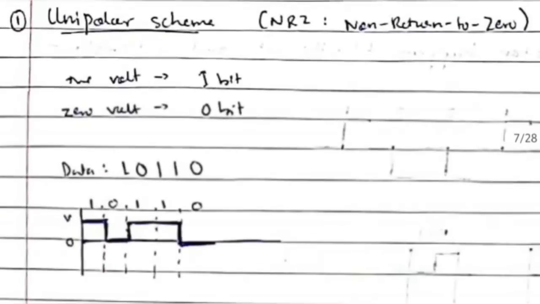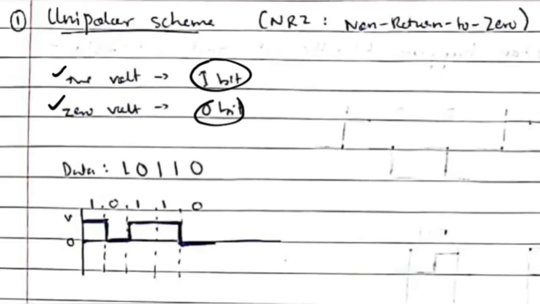In the unipolar scheme, the positive voltage is considered as 1 bit and 0 voltage is considered as 0 bit. The data is given here and our task is to make a waveform. By using this data 1 0 1 1 0, we'll be making a wave. Initially we'll draw the y-axis and x-axis, and after that the first bit is 1. 1 means positive voltage, so I'll start from here as a positive voltage. Then next is 0, so I'll go down to the x-axis, and then the next bit is 1, so it's positive voltage. Then the next bit is 1, same as positive voltage.